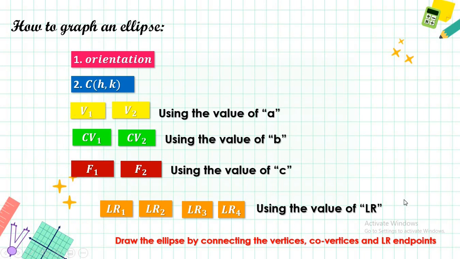Lastly, we need to get the value of LR using the formula B squared over A. And we need to be able to generate 4 endpoints of latus rectum labeled as LR sub 1 until LR sub 4. Then lastly, to draw the ellipse, the points that we are going to connect would be the vertices, co-vertices, and the latus rectum endpoints.